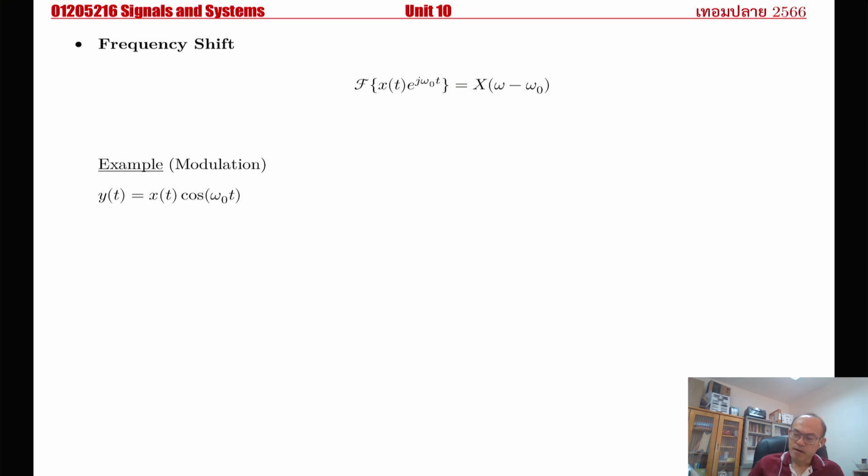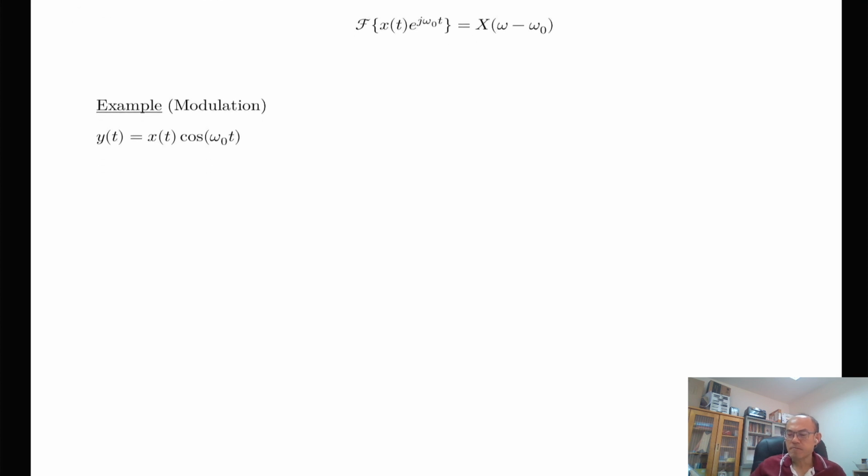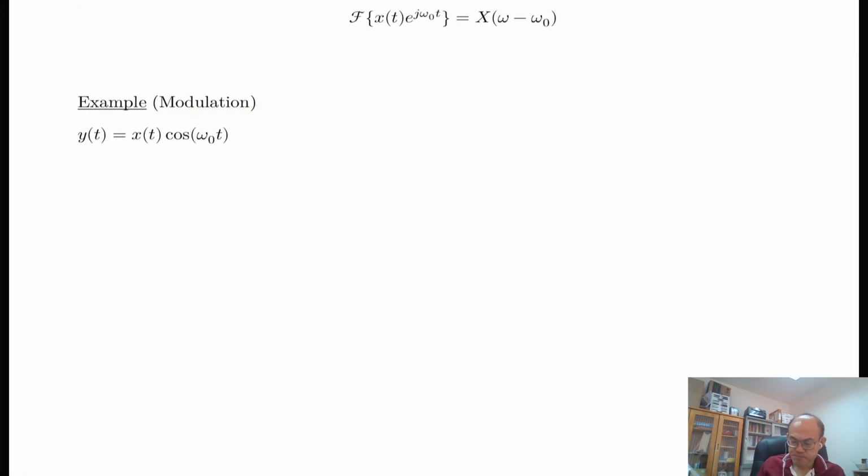So multiplication by a complex exponential means that we are actually performing a frequency shifting of its frequency spectrum. The frequency spectrum will be shifted by this amount, omega 0. Now let's do another example. This example is called modulation. A modulation is a process of shifting the frequency of a time domain signal. Well, we do that by multiplying the time domain signal by a sinusoidal signal at frequency omega 0. Okay.